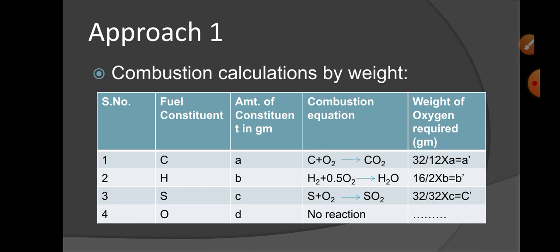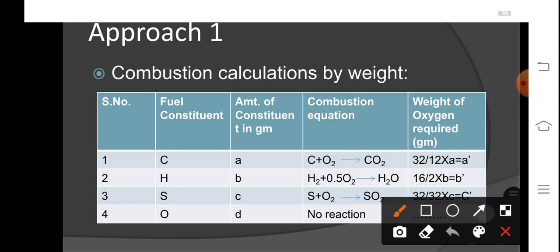In this particular video, we are going to study approach 1, that is, combustion calculations by weight. Here in this calculation, we are considering the fuel as a solid. For example, suppose there is a fuel, and in this fuel we have carbon, hydrogen, sulfur and oxygen as the fuel constituents. Our first step of the guideline was to calculate the amount. So, for example, carbon is present A grams, hydrogen is present B grams, sulfur is present C grams and oxygen is present as D grams.